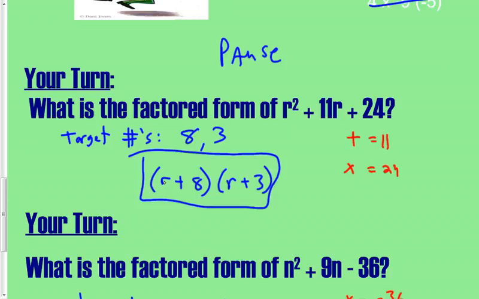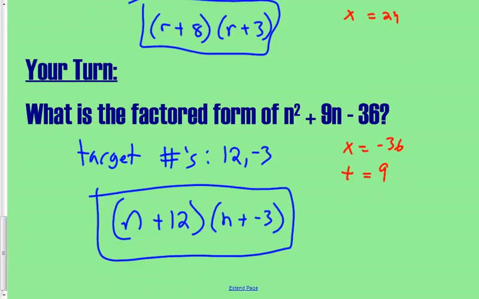You can go backwards. It would be r squared, and we have 8r and 3r would be our outsides and our insides. And then the last would be 24, and that gets us to 11r plus 24. R squared plus 11r plus 24. So it works out.